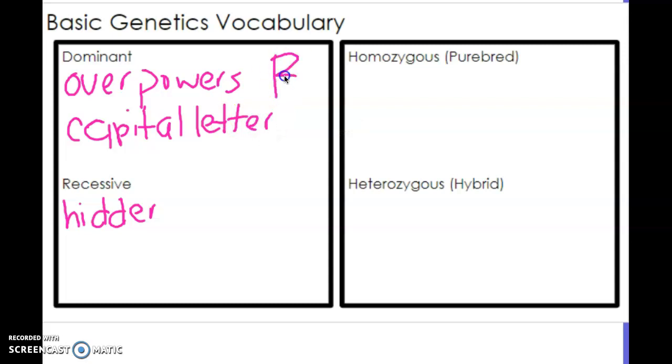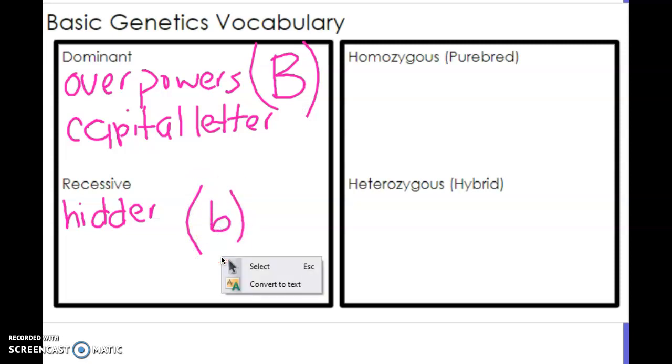So this would be something like a big B. All right, our recessive traits are represented by a lowercase letter. So that would be little b. All right. When we start going into more of our genetics problems, it's going to say stuff like homozygous and heterozygous, and we need to break down the root words for that.